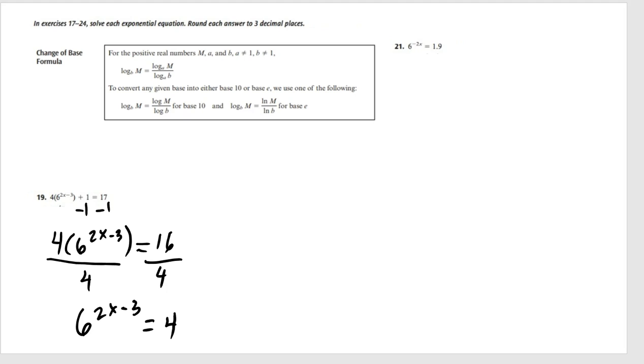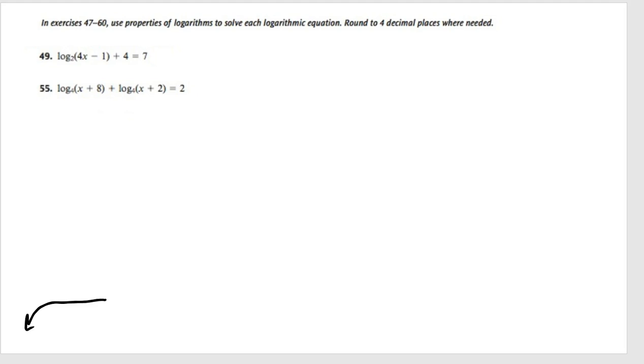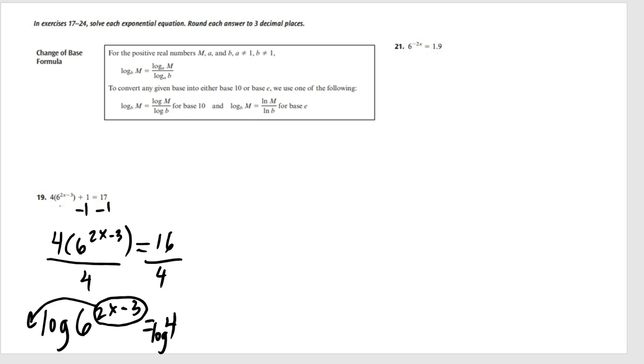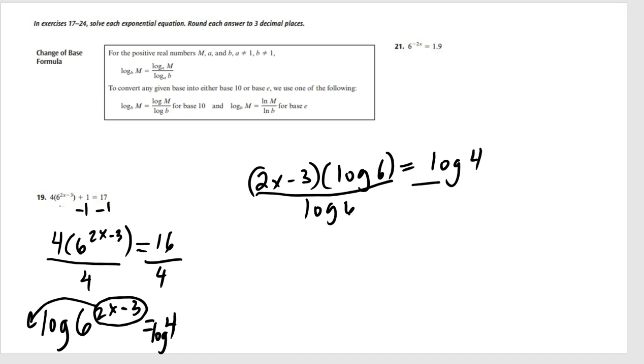I think for fun, I'm going to go ahead and take the log of both sides. So I take the log of this side, and I take the log of this side. When I take the log of a number, if it has an exponent, the exponent can come to the front. I'm going to get 2x minus 3 times log of 6. Notice I put it in parentheses since it's an expression. Is equal to log of 4. Now I want to divide both sides by log of 6. And I'll get 2x minus 3 is equal to log 4 over log 6.